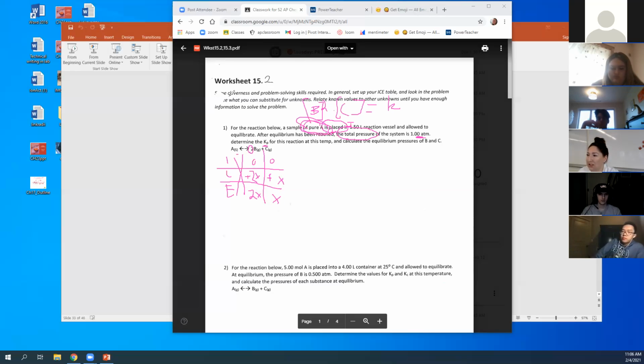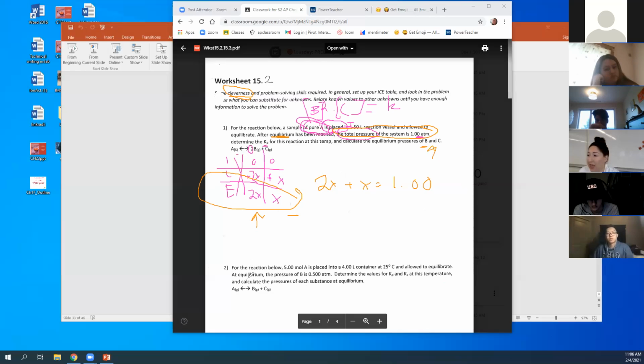This is why we say, ooh, cleverness. There's lots of little different pieces to this. This particular problem says the total at equilibrium is 1. So that means I know all of this added together equals 1, and I could solve for x that way. 2x plus x equals 1. Solve for x. And then you have the answer to what B is at equilibrium and what C is at equilibrium. And then you can plug those back into your expression and get Kp.